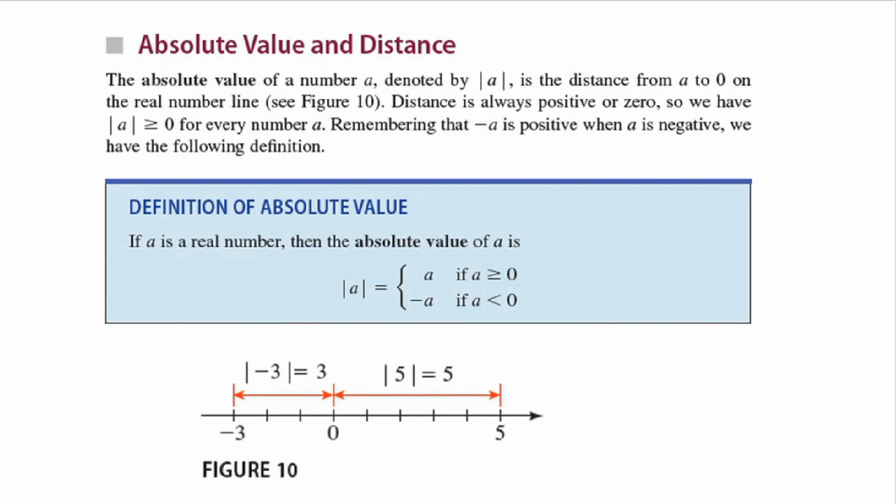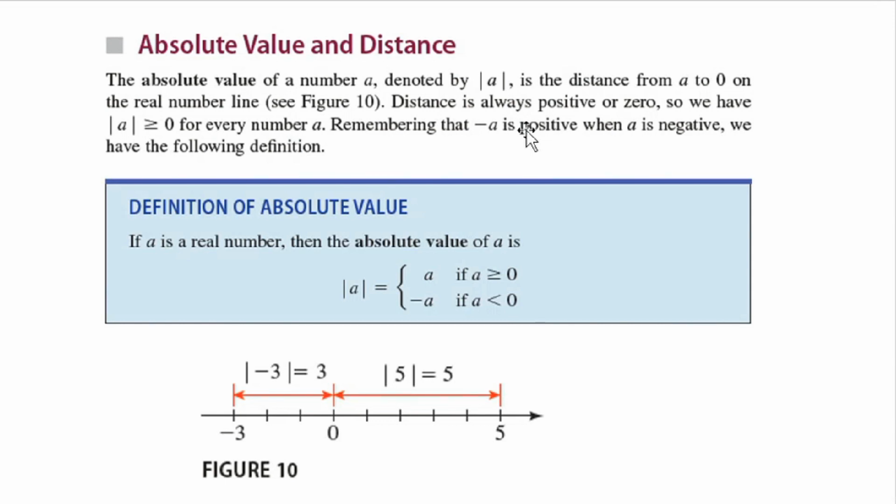So next we're going to discuss absolute value and distance. The absolute value of a number A is denoted by this symbol, and it is the distance from A to 0 on the real number line. So look at this figure, and distance is always positive or 0. Take note, there's no such distance as negative. That's why we are going to take the absolute value.